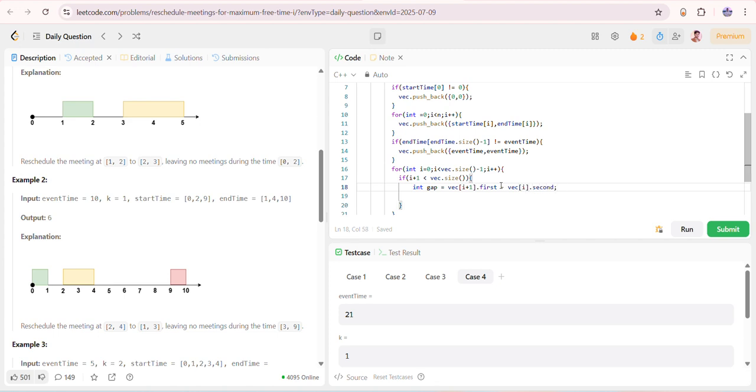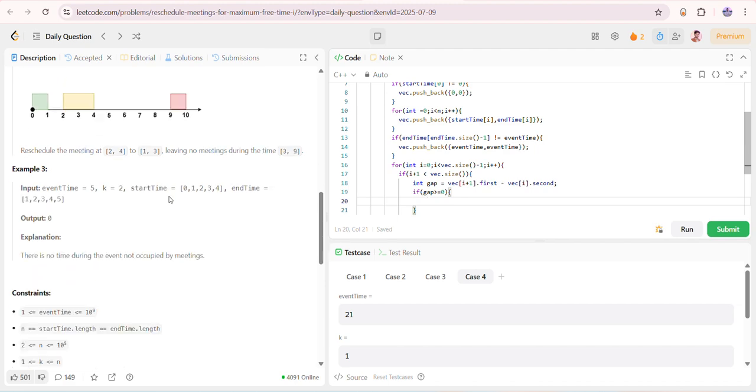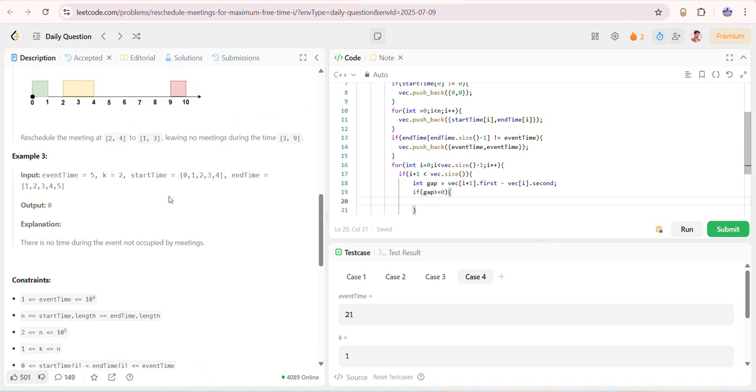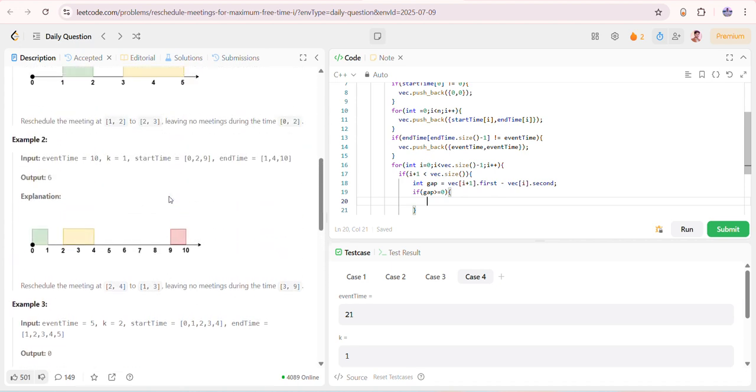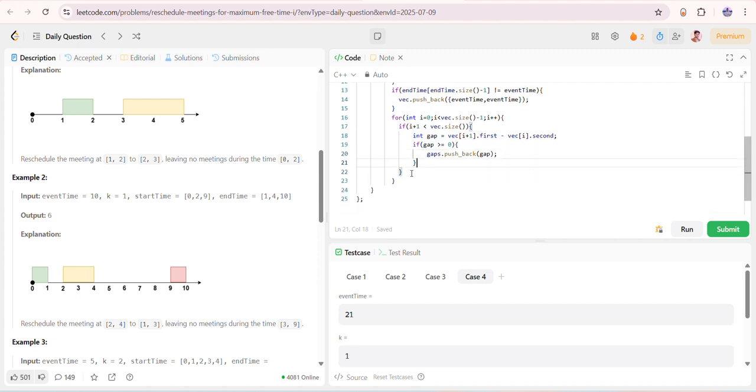Okay, and if this gap is greater than or equal to 0, by the way it will always be greater than or equal to 0, but also for security purpose, because it is given in the question that all the intervals are non-overlapping. Non-overlapping means there will not be a case where the gap is smaller than 0, but we still check it for security purpose, and then we push this gap into gaps. Now we have the vector gaps which has all the gaps.